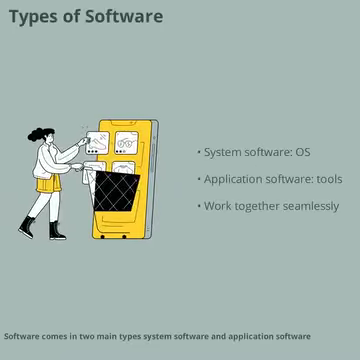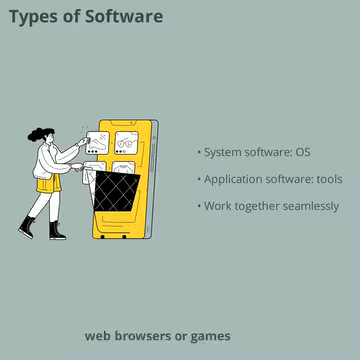Software comes in two main types: system software and application software. System software includes things like operating systems, think Windows or Mac OS, that manage the computer's basic functions. Application software, on the other hand, includes programs like Microsoft Word, web browsers, or games. These are the tools you use to get things done or have fun on your computer. Both types of software work together to make your computer experience smooth and productive. Next, let's see how data fits into the picture.